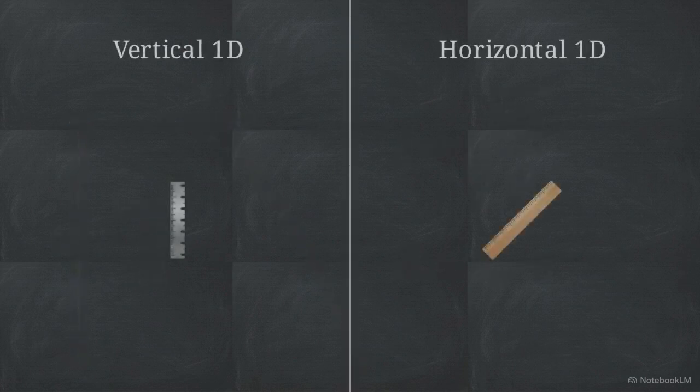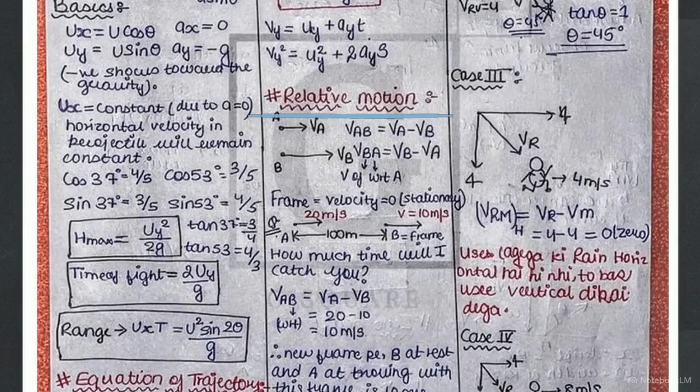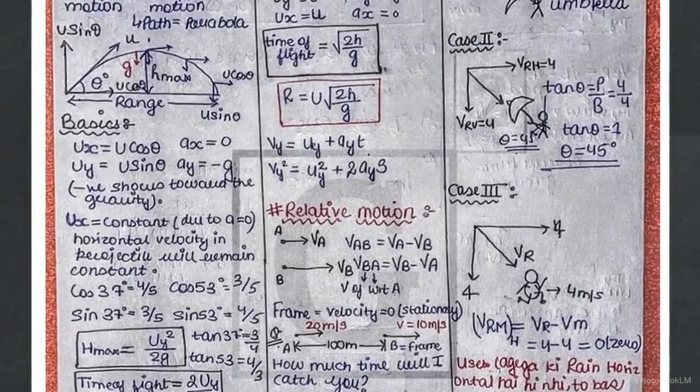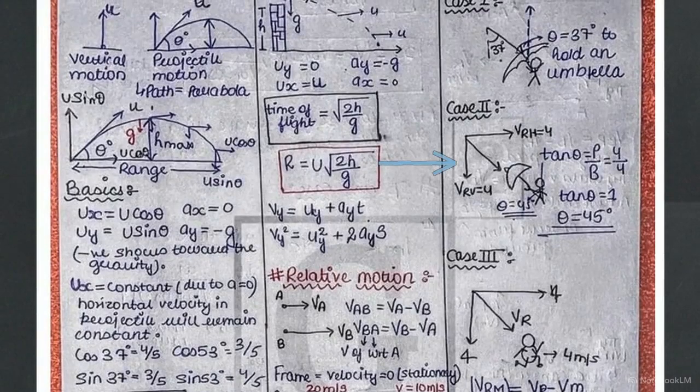Treating the drop and forward throw as two distinct 1D problems prevents mistakes when the launch doesn't start and end at the same height. This logic also simplifies relative motion, shown here in the center of the notes. The core equation, VAB equals VA minus VB, means you stop the observer, reverse their velocity vector, and add it to the target. In case 2 in the top right, a runner moving horizontally at 4 meters per second through vertical rain creates a right triangle, making the rain appear to fall at a 45-degree angle relative to them.